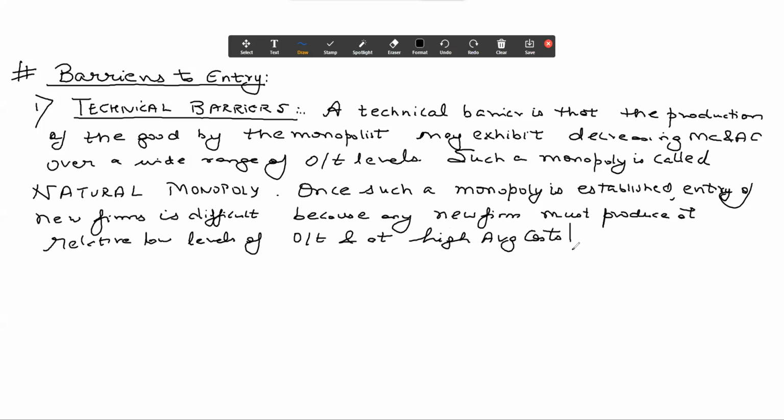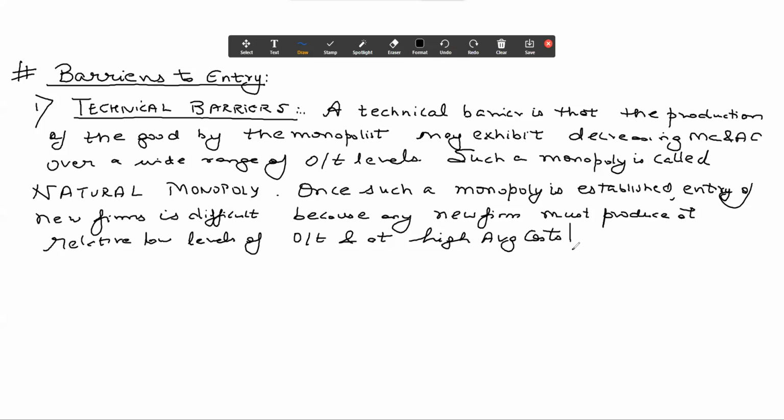Okay, so this is one technical barrier. It simply tells us that when the monopoly enters and gradually increases its production, its average cost curve and marginal cost curve start falling as output keeps on increasing. So a monopoly starts realizing economies of scale, and such a monopoly, where the average cost and marginal cost curves are falling continuously, is called a natural monopoly.